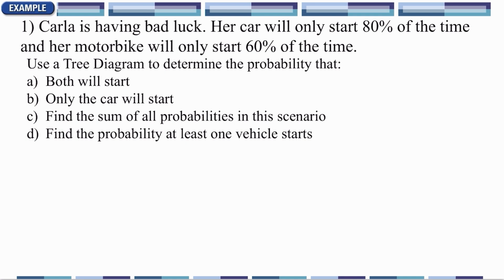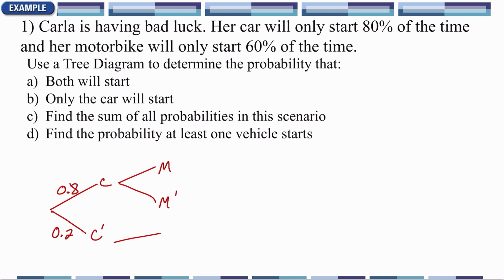So similar to what we did with that tennis match, let's say that the car will start, and then let's put a C with an apostrophe to represent the car not starting. And then the probability of the car starting is 0.8. The probability of the car not starting then is going to be 0.2. Then we can branch off of there with a motorbike. So the motorbike can start or the motorbike cannot start.